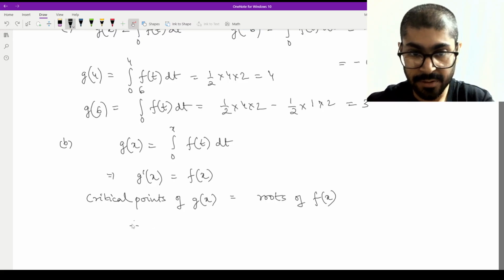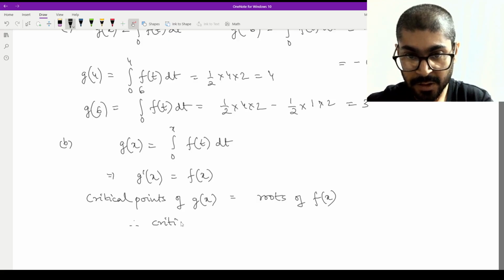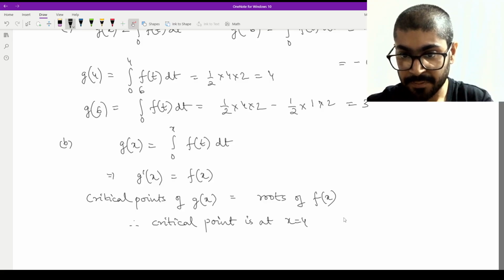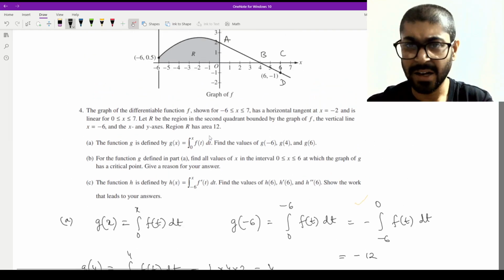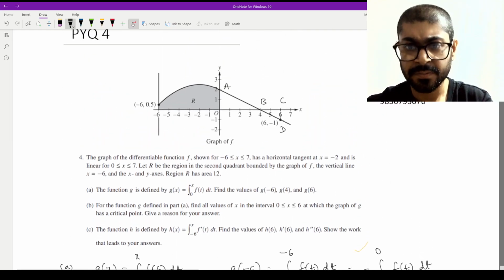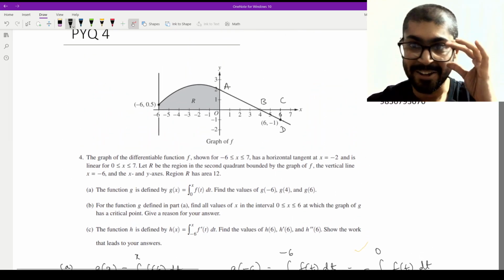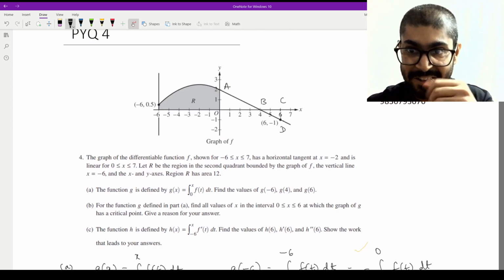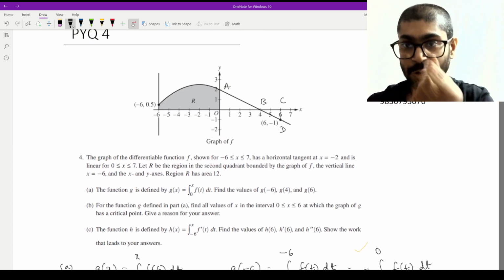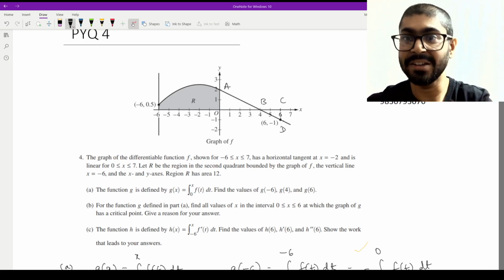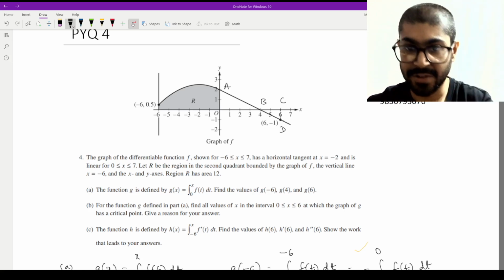Let us write it down. Therefore critical point is at x equal to 4, or you can write (4, 0). Same thing, right? x equal to 4 means (4, 0). I hope this is clear. The question was seemingly a bit tricky, but once you write the first line, that should be clear to you, because you are taking the derivative of an antiderivative, so you will get the original function back.